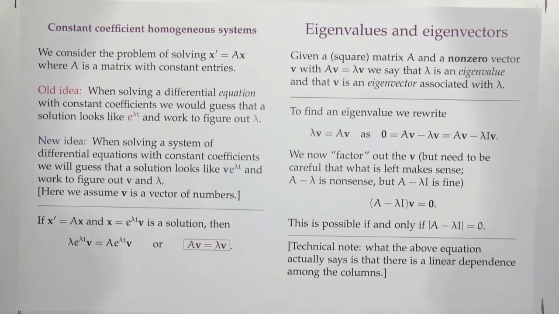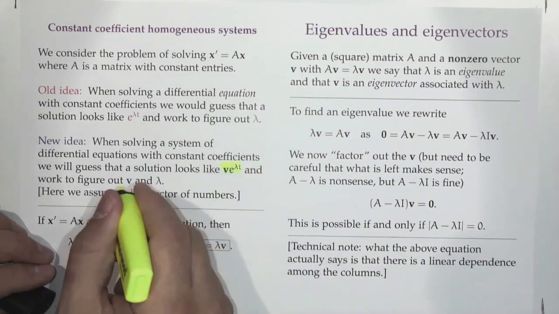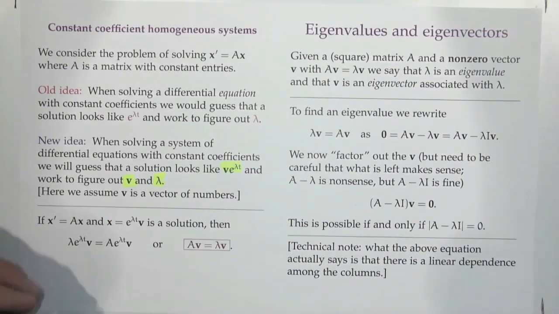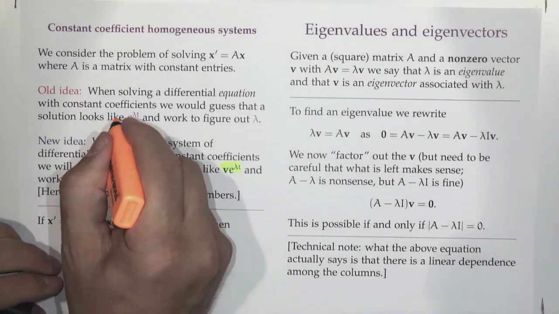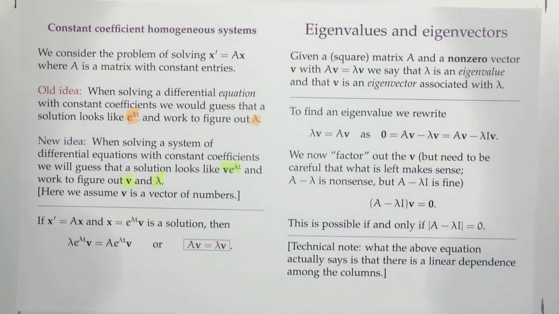All right. Well, now we've kind of doubled our work, because now we have to figure out v and lambda. Previously it was a little bit easier. All we had to do was figure out lambda. So now there's twice as much for us to figure out. Okay, but that's not too bad. We can kind of see where we're going.